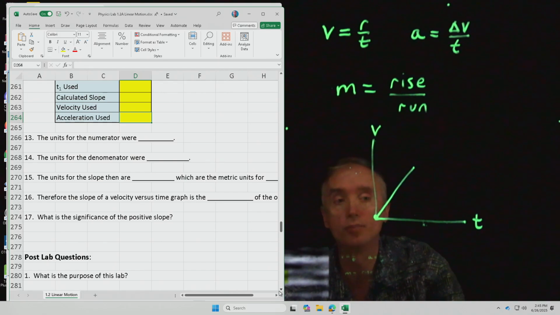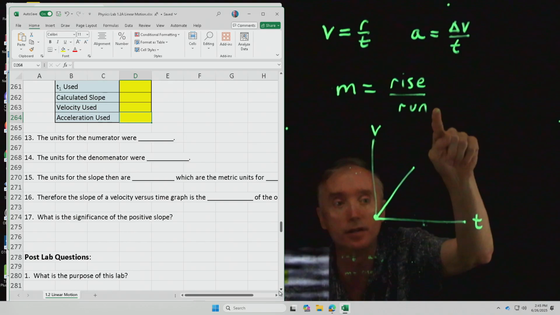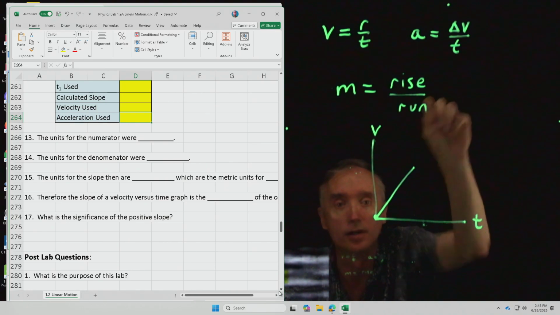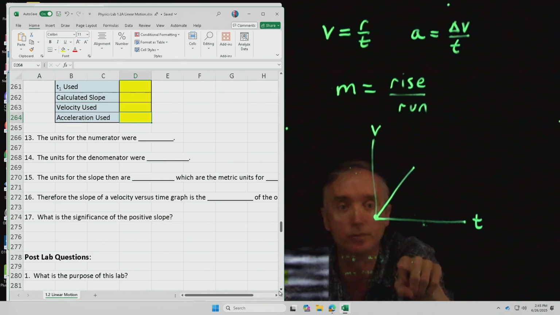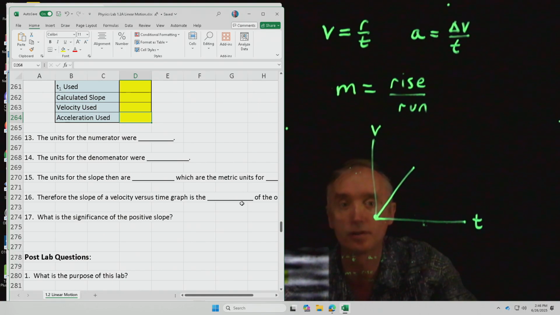And then put them together. So once you know the units that go up here and the units that go down here, you're going to put them together. So the unit for the slope was then... okay, and then that should jog your memory because that's the metric units for a particular concept in physics. Okay, therefore, the slope of a velocity versus time graph is the blank of the object. It's the object's what? Begins with the letter A.